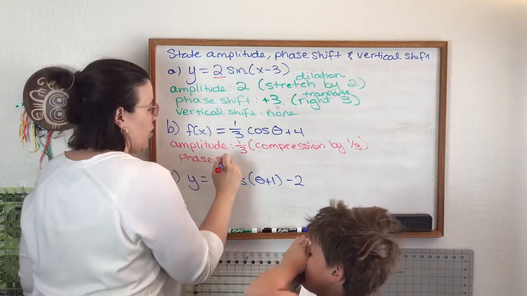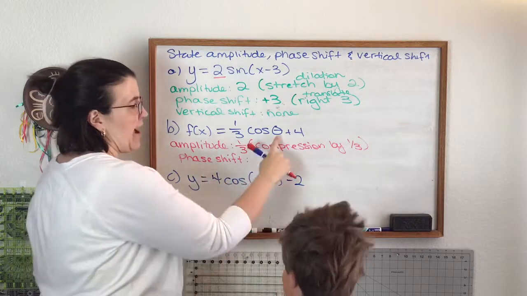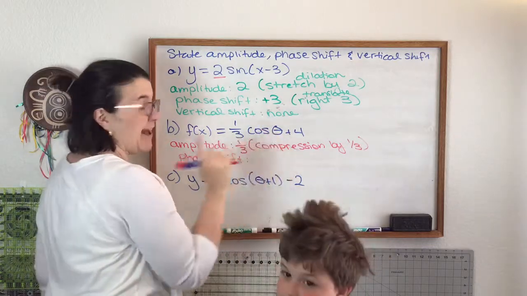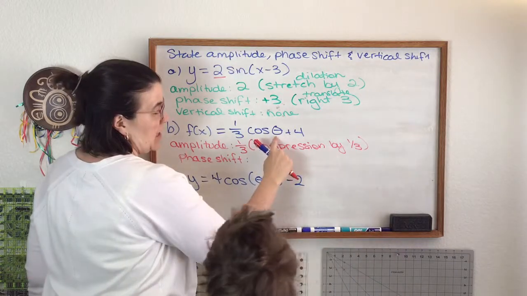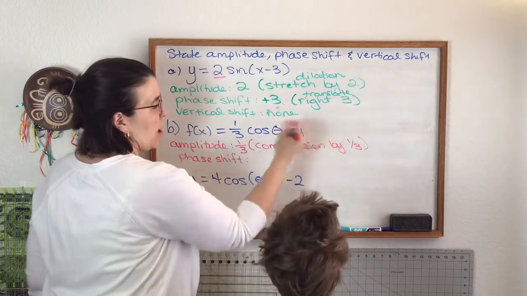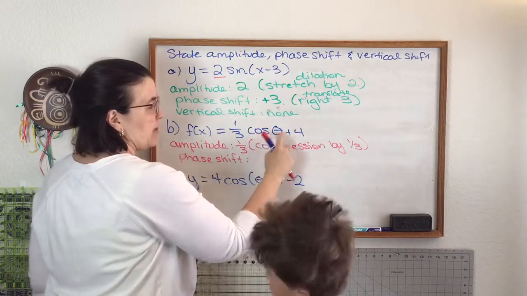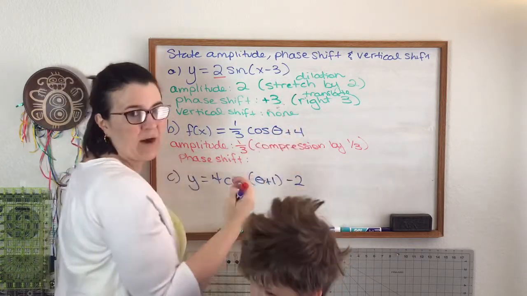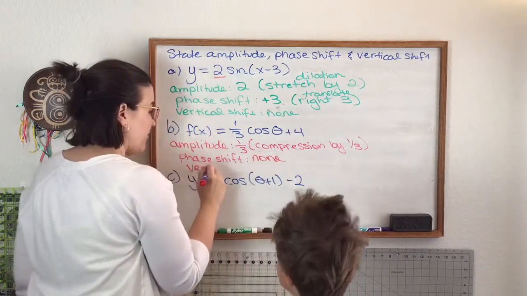Now we'll do our phase shift. Our phase shift is trapped with our theta or our x. There is nothing trapped with our theta. Now, I did this on purpose. I was being tricky. This theta has a 4 next to it, but notice they're not joined together like they were up here. That means this is just a regular theta, and this +4 is hanging out on its own. So in this case, we have no phase shift, but we do have a vertical shift.